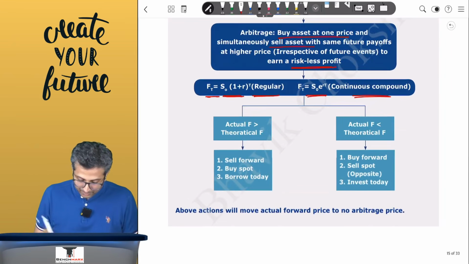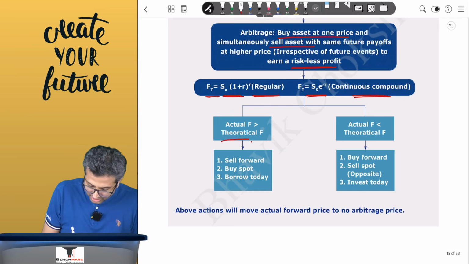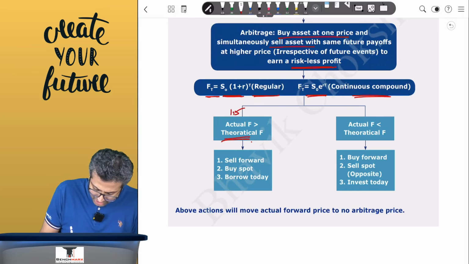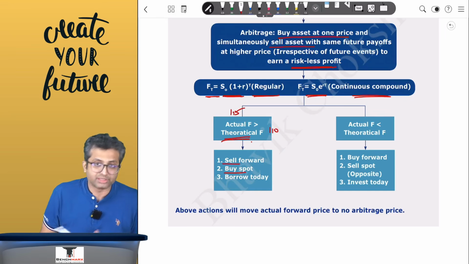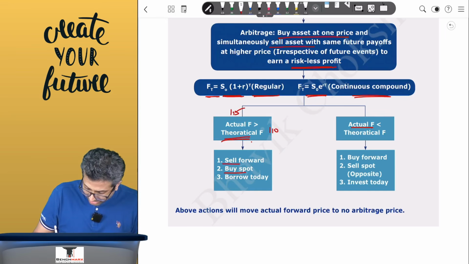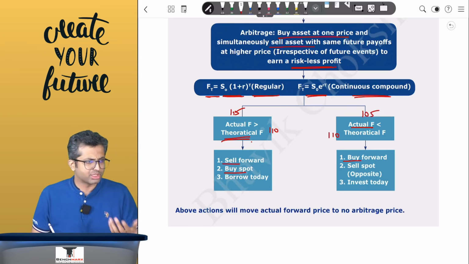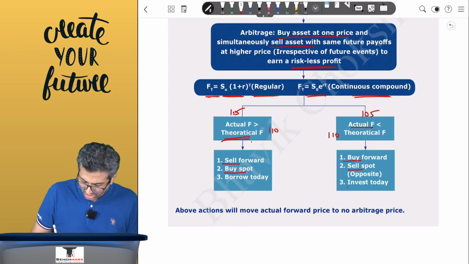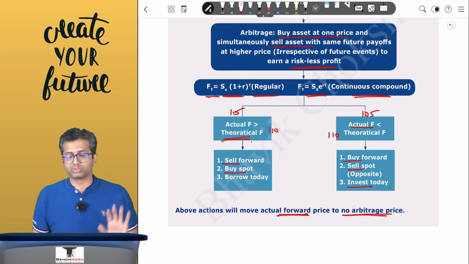Now this is what we have discussed in terms of strategy. If your actual futures price of 115 is greater than the theoretical futures price of 110, you will sell in the futures market and buy the spot by borrowing today. And if your actual futures price, that is 105, is less than the theoretical 110, you will buy because it is cheaper, in which case you will sell in the spot market and invest today. The above actions will move the actual forward price to the no arbitrage price, as we have discussed.